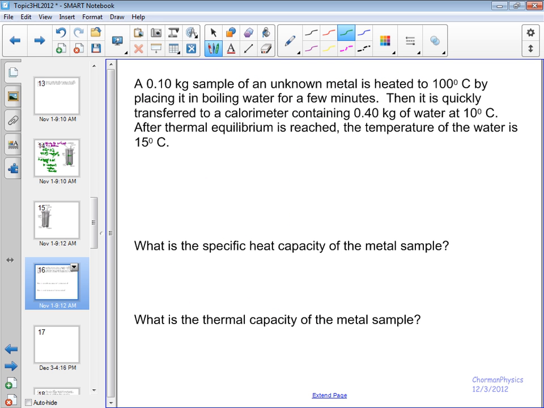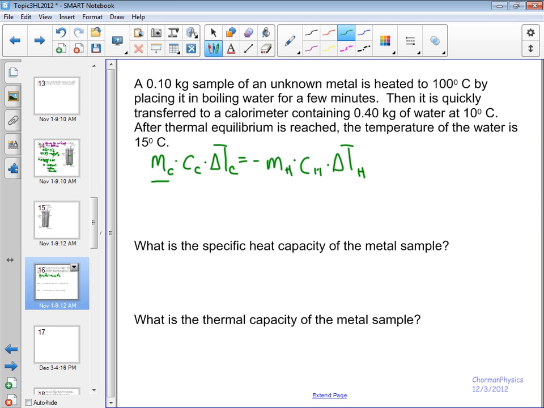So let's go through a quick example of this. We have a sample of metal. It is heated to 100 degrees Celsius by placing it in boiling water for a few minutes. Then it's quickly transferred to a calorimeter containing this much water at 10 degrees Celsius. After a while, thermal equilibrium is reached and the temperature of the water is 15 degrees Celsius. So we start out with the equation I had from before. What are we solving for? Well, we know the mass of the water is 0.40 kilograms.